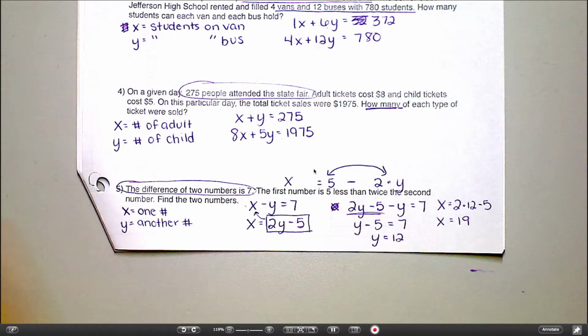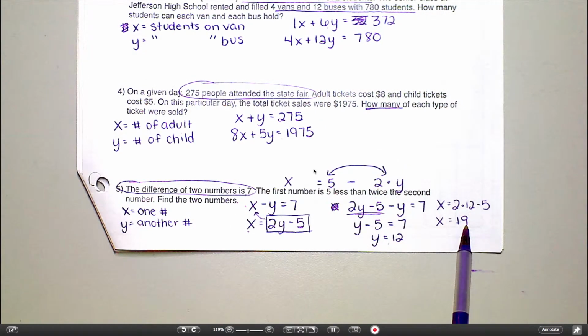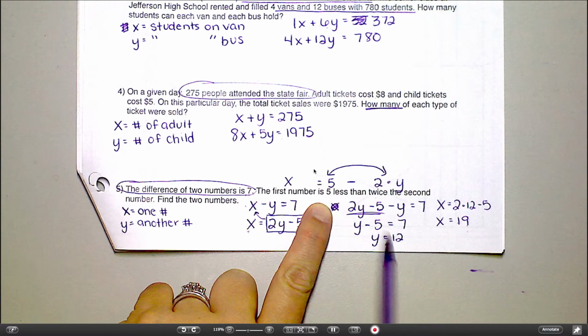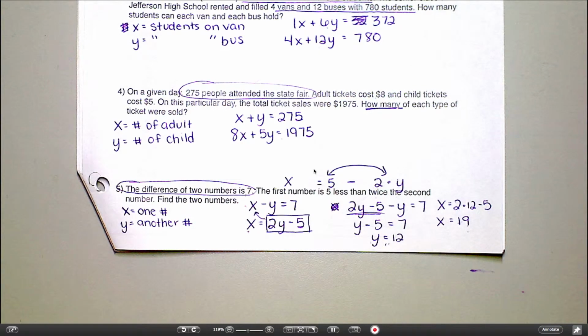Actually, that's what I started doing, but then I remembered that I told you to always go back to the one that says x equals. In this problem, they're both easy. Okay, so it wouldn't matter to me which one you did. Just to double check, is the difference between 19 and 12 7? Yes. Is this number 5 less than 2 times that number? Yeah. If I do 2 times that, that's 24, and 5 less than that would be 19. So there are your two numbers.